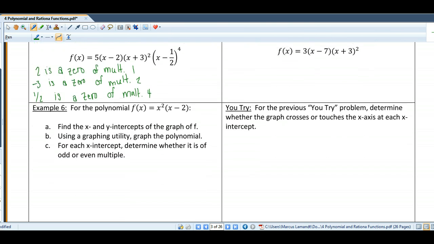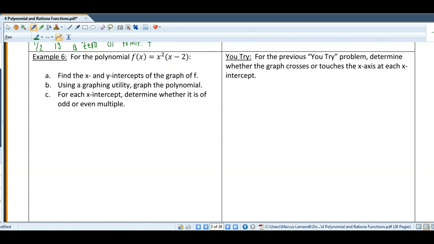Okay, example 6. For the polynomial f of x equals x squared times x minus 2, find the x and y-intercepts first. Okay, so you guys hopefully remember from Algebra 1 the way you find x and y-intercepts is just to plug in 0.